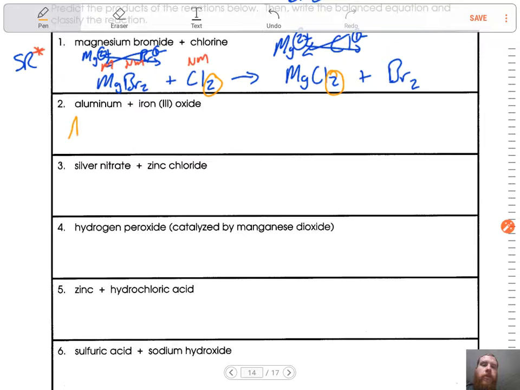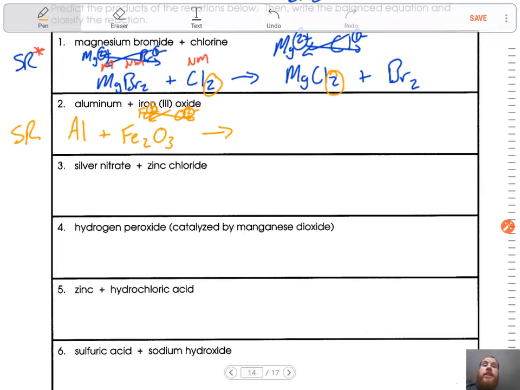So I've got aluminum here. That's easy. Is it part of Brinkelhoff? Nope. Iron 3 oxide. Write out your charges. Iron 3 plus, O2 minus, crisscross, crisscross. So our formula is going to be Fe2O3. What type of reaction do I have? Well, I got an element plus a compound. Oh, that's a single replacement.